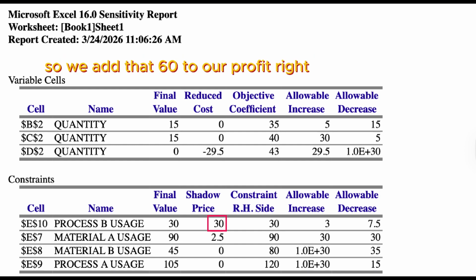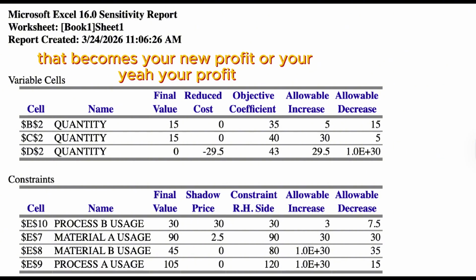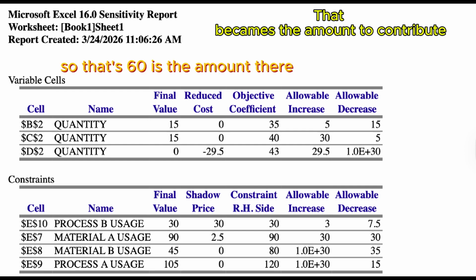So we add that 60 to our profit, right? When you add that 60 to your profit, that becomes your new profit. So that 60 is the amount the additional increase of 2 is going to contribute to your profit.